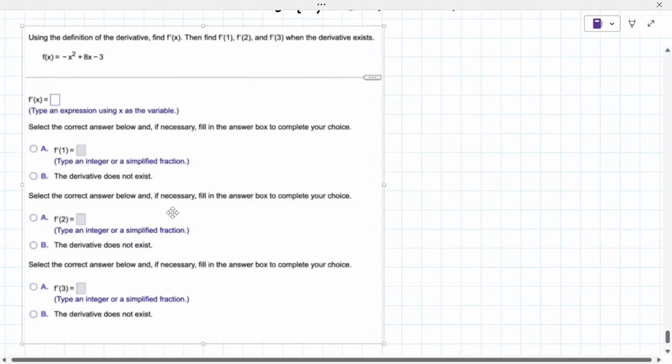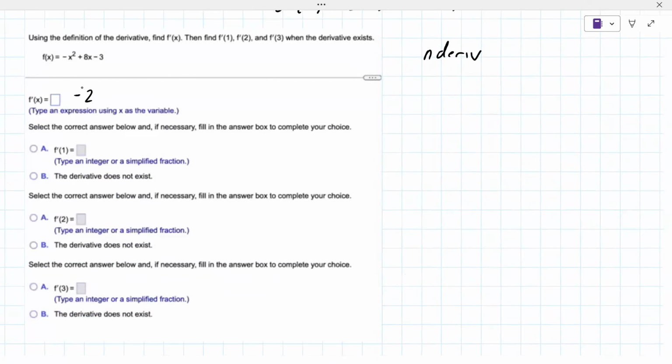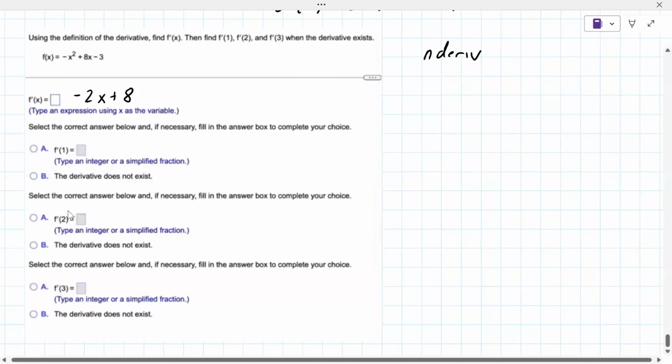So yet again, here is another problem where you could use n-deriv. The reason you use n-deriv is because it wants the derivative at a point: 1, 2, and 3. However, your calculator will not give you the actual algebraic derivative. That's why you have to learn the rules. So I'm going to give you the derivative, minus 2x plus 8. You will learn that rule shortly. What I'd like you to do is evaluate the derivative at each of these points, at 1, 2, and 3.